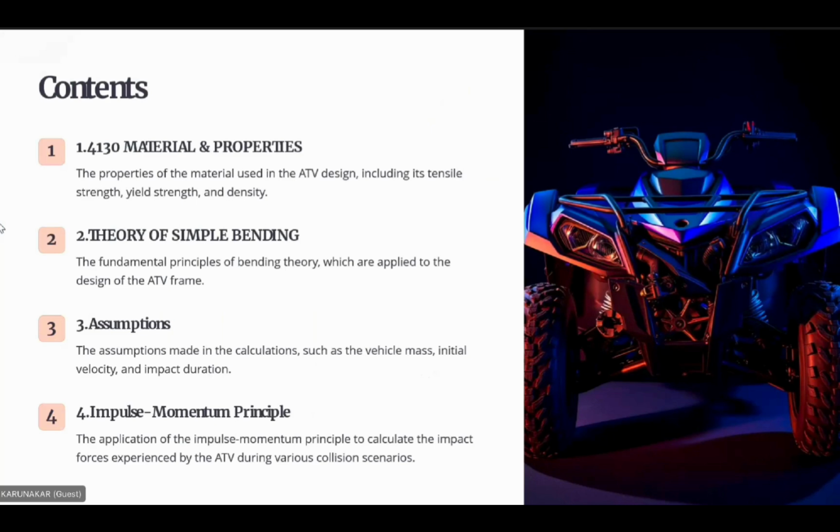Moving on to the third point, the assumptions such as vehicle mass, initial velocity and impact duration, which are made for the calculations. And the impulse momentum principle, where we calculate the impact forces experienced by the ATV during various collision scenarios.